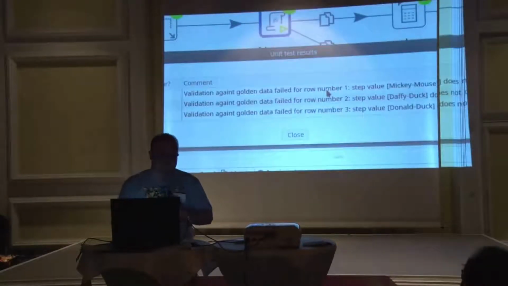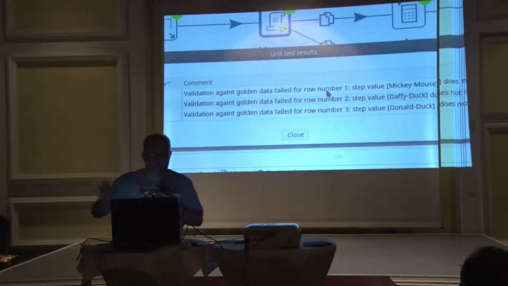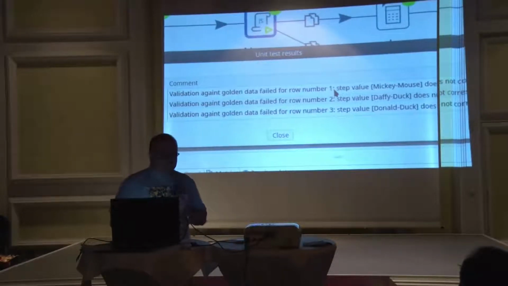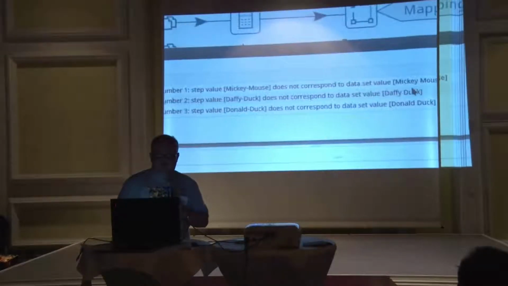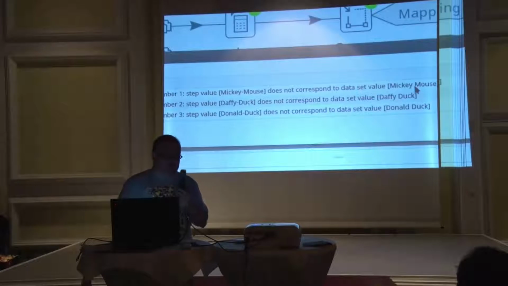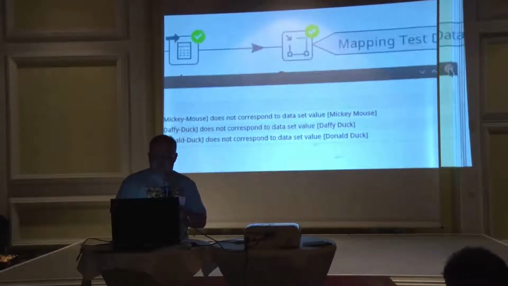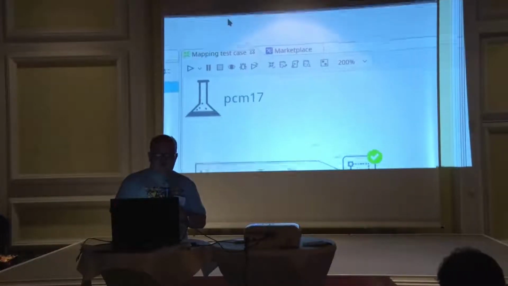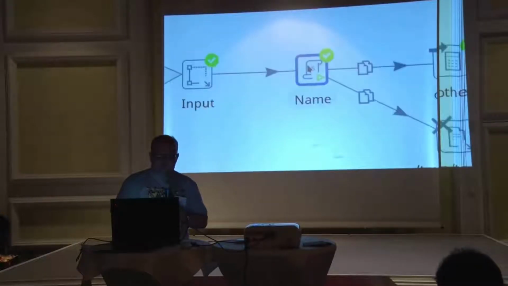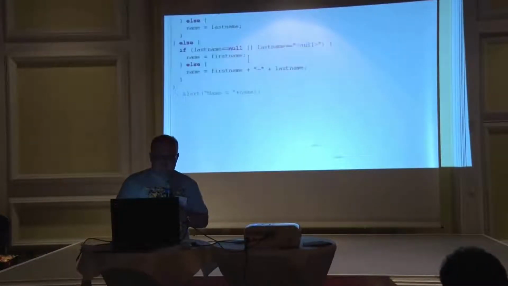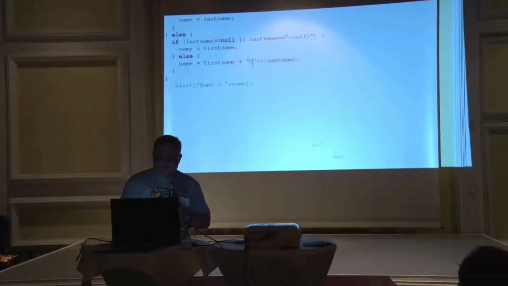a pop-up dialog saying these are the values that have changed, and this is the step where it failed. So the dash doesn't correspond with the space in the value. Pretty much like you would see in tools like Eclipse or stuff like that. All right. Fix this.